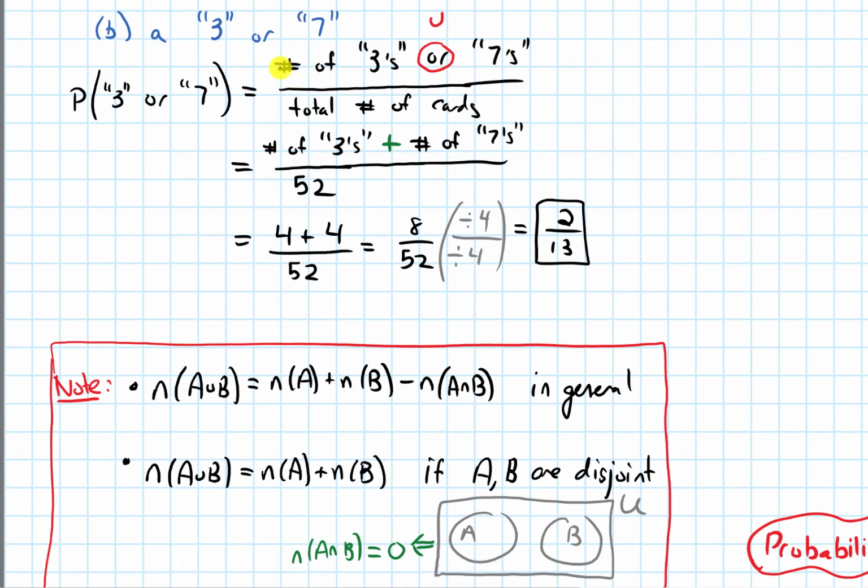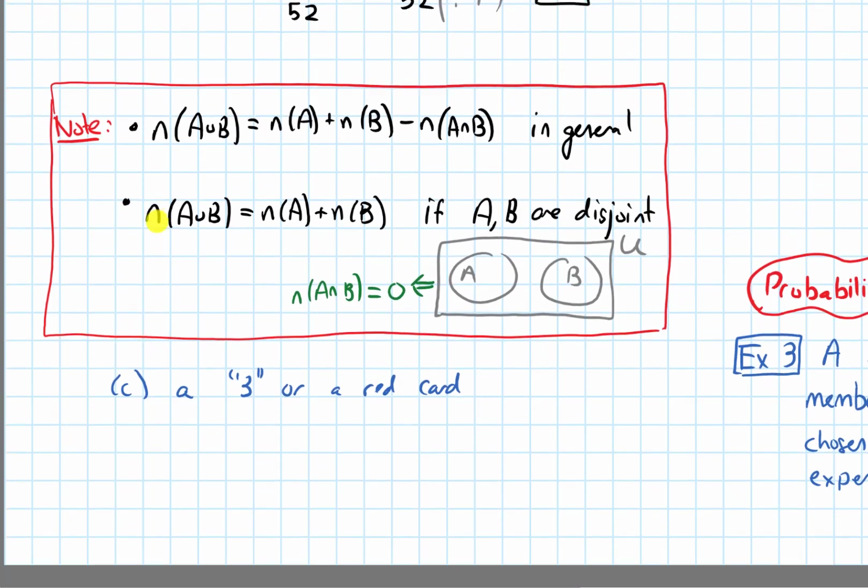I was finding the number of 3s or 7s, that was a union, but they were disjoint sets. The cards that are 3s and the cards that are 7s, they're disjoint. There's nothing that they have in common. And that's why to count it, I just added those two up. All right, so let's look at one more part to this example.